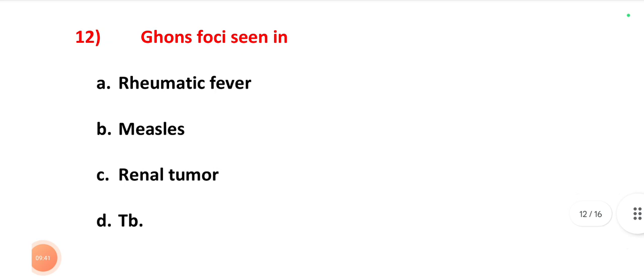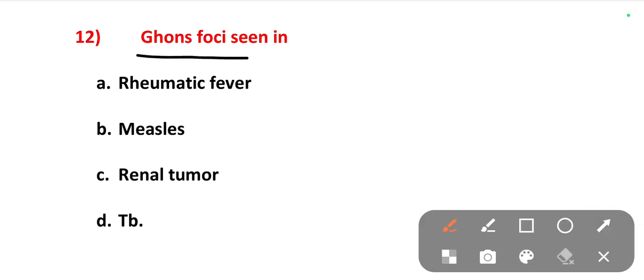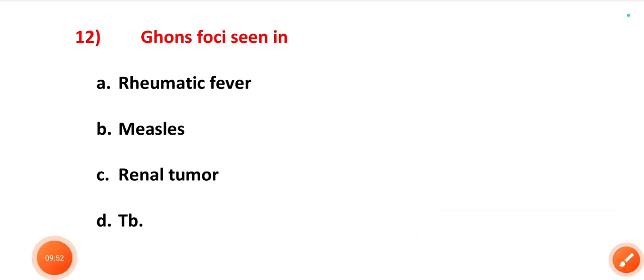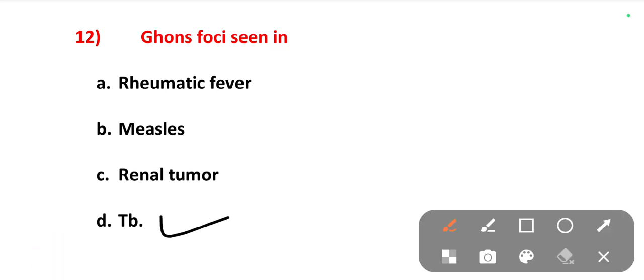So next one is Ghon's foci seen in. Options are rheumatic fever, measles, renal tumor, TB. The right one is option D. TB is nothing but tuberculosis. So in the case of the patient with tuberculosis, we can see Ghon's foci in the chest X-ray.